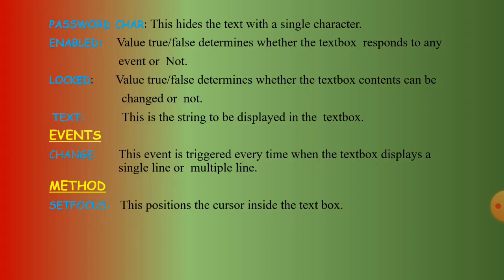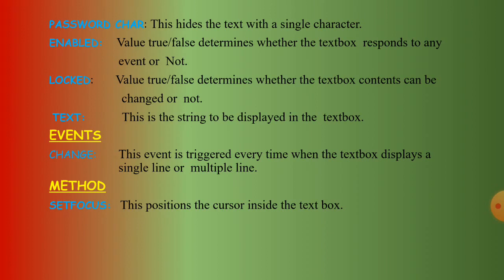Next, events. We have one event for this, which is change. This event is triggered when the text box displays a single line or multiple lines. By default it will be a single line. If you want to make it multiple lines, then the change event is fired automatically. Internally some coding is written for this change event. So if you change it to multiple lines, it will be fired automatically and the user can enter multiple lines in a text box.